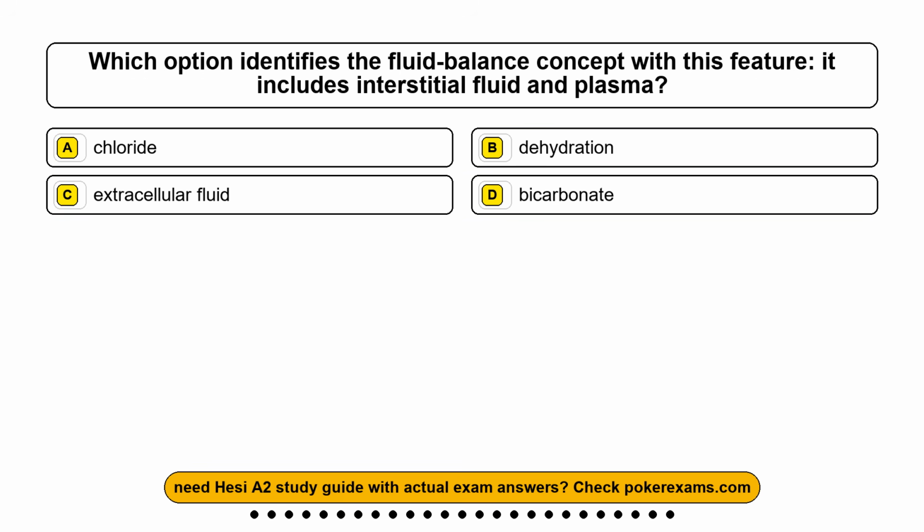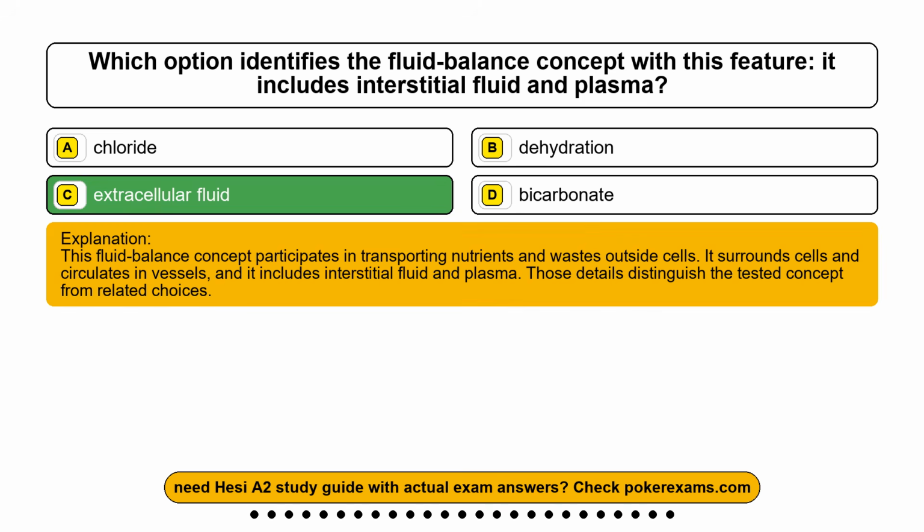Question 17. Which option identifies the fluid balance concept with this feature? It includes interstitial fluid and plasma. Option A, chloride. Option B, dehydration. Option C, extracellular fluid. Option D, bicarbonate. The correct answer is option C, extracellular fluid.